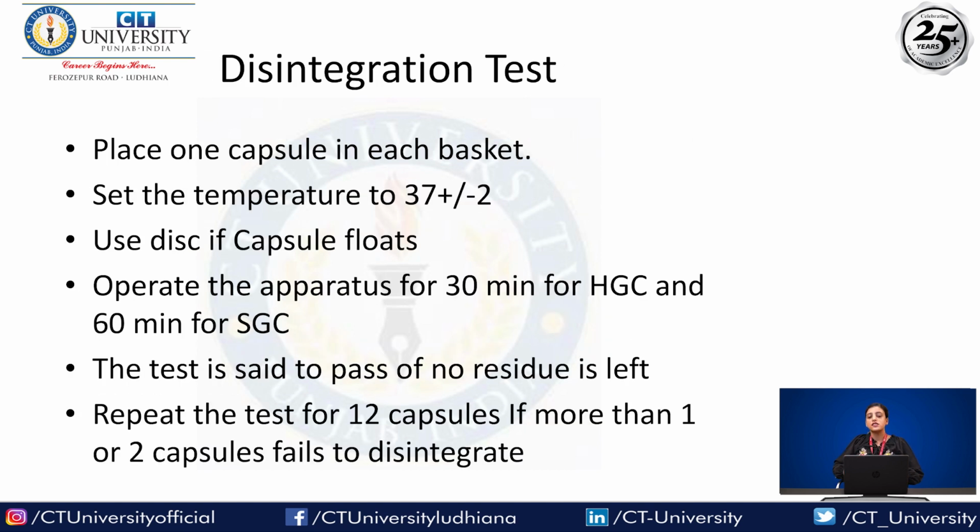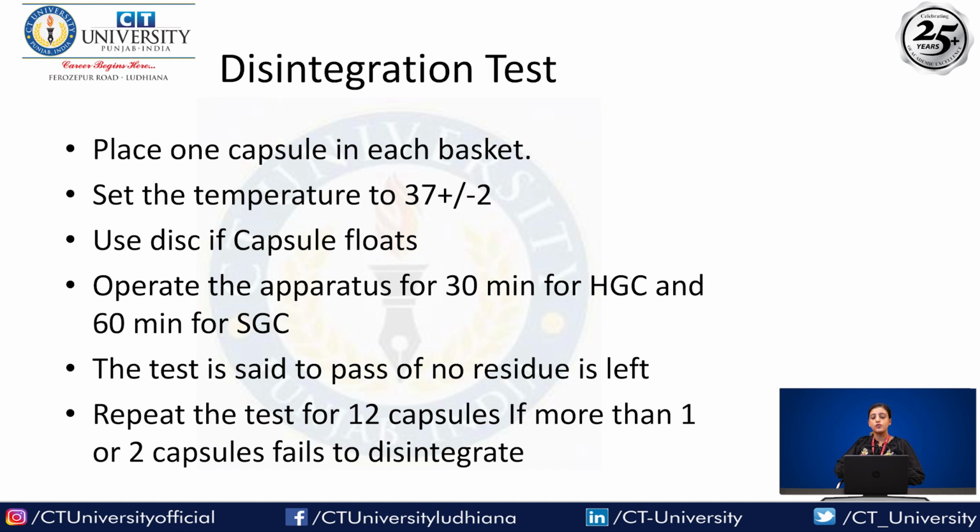The next test is the disintegration test. In the disintegration test, we place one capsule in each basket of a disintegration apparatus and set the temperature of the water at 37 plus or minus 2 degrees centigrade. After that, use a disc if the hard gelatin capsule floats, whereas for soft gelatin capsules always use the disc. Then operate the apparatus for 30 minutes for hard gelatin capsules, whereas 60 minutes for soft gelatin capsules.